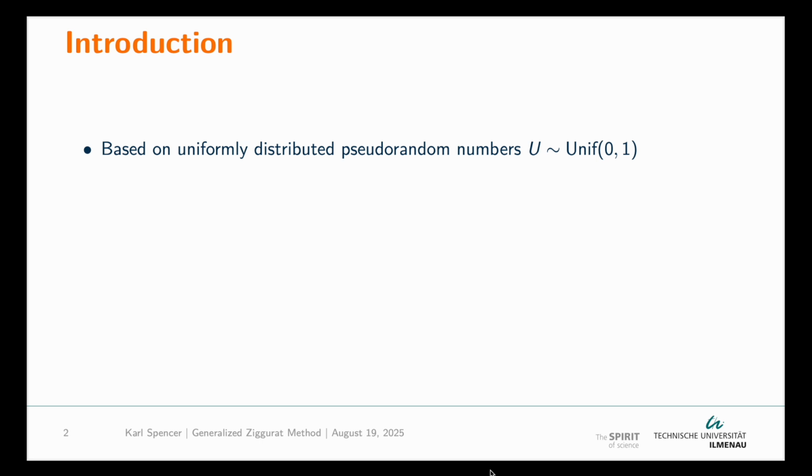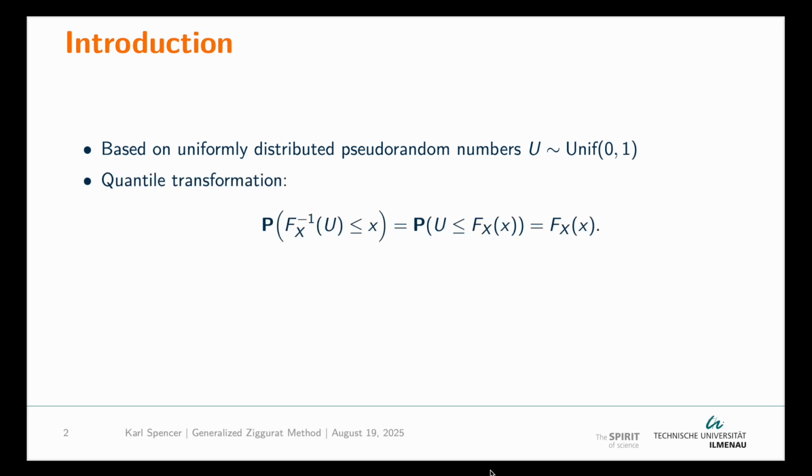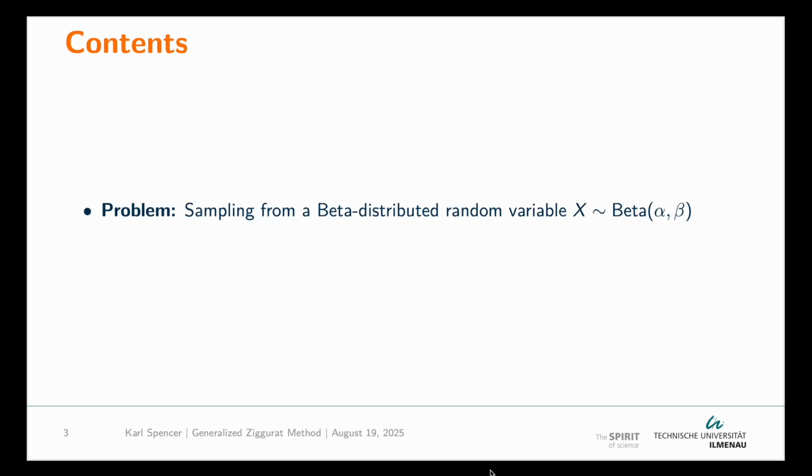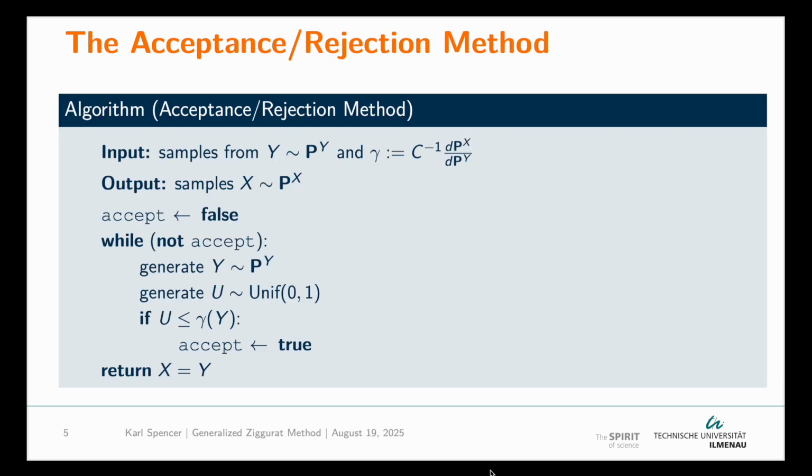First, all simulations are based on uniformly distributed pseudo-random numbers, which for the sake of this talk, we will just view as uniformly distributed. For an arbitrary distribution, we can compute a random variable via the quantile transformation using the inverse distribution function. For this talk, we want to simulate a beta distributed random variable.